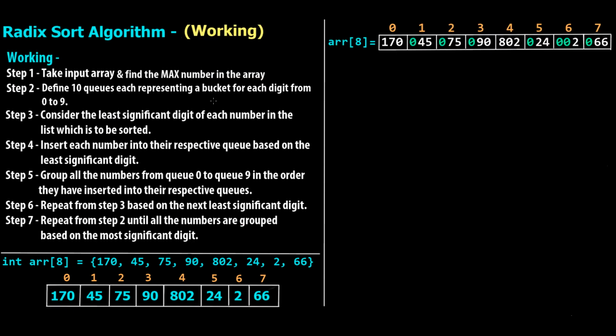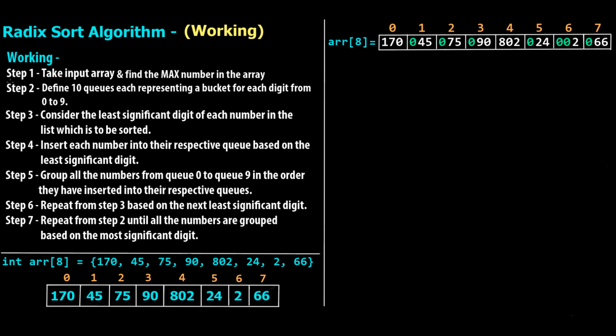Okay, so on the left hand side, we have written the working in the form of steps. These are plain algorithmic English steps. Step by step, we go from step 1 to step 7. On the right hand side, we have our very same example, this array of size 8. And if you notice, I have added extra zeros on the left hand side, which does not actually change the value, but we've added these zeros because the maximum number here is 802, which is of 3 digits. So we want to make everything 3 digits just for comparison and calculation purposes. As we move ahead, you'll understand that.